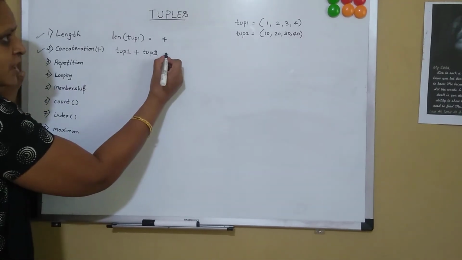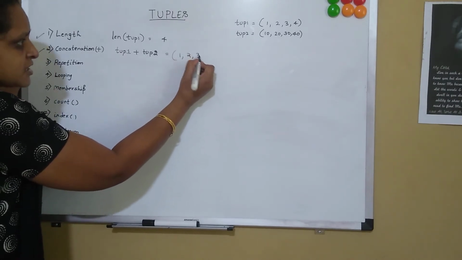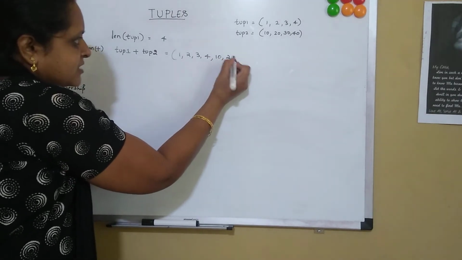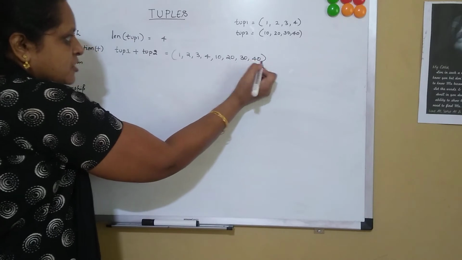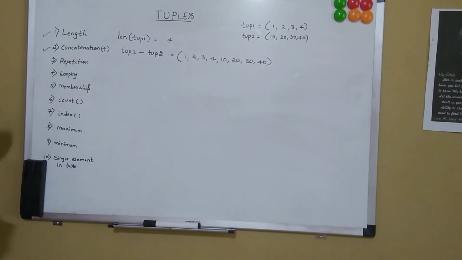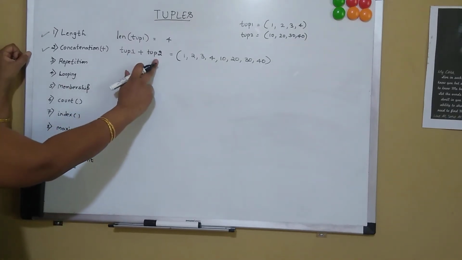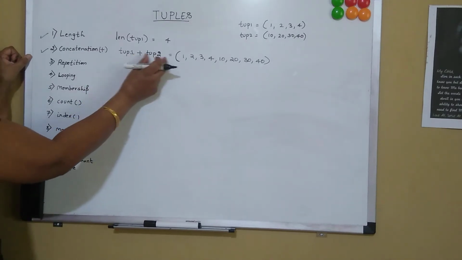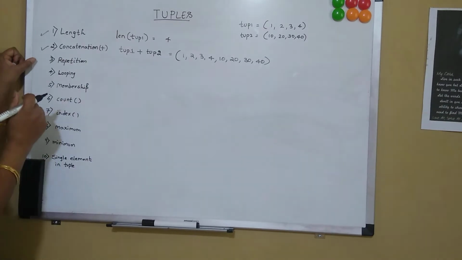So now my output will be 1, 2, 3, 4 and then 10, 20, 30 and then 40. So the two tuples have been concatenated, and this is the result of the concatenation of tuple 1 with tuple 2. So we should have two tuples to do the concatenation. We cannot do it with an integer.